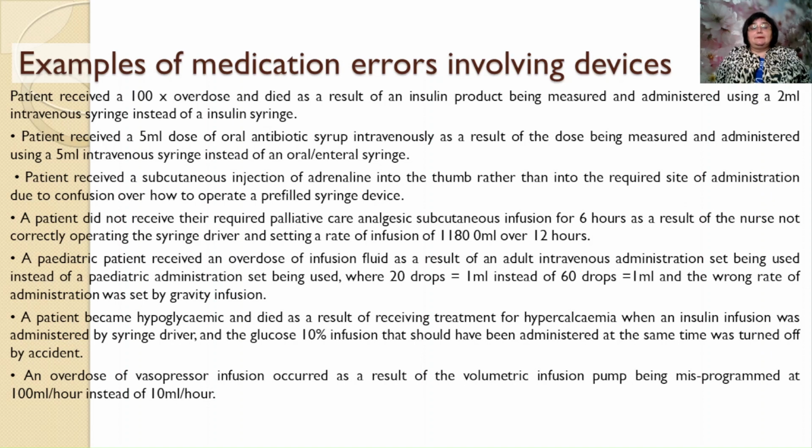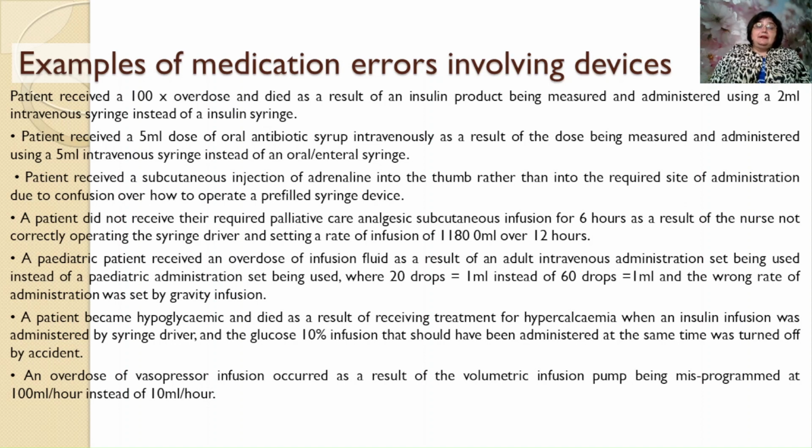A patient received a subcutaneous injection of adrenaline into the thumb rather than into the required site of administration due to confusion over how to operate a prefilled syringe device. A patient did not receive the required palliative care analgesic subcutaneous infusion for 6 hours as a result of a nurse not correctly operating the syringe driver and setting a rate of infusion of 1180 ml over 20 hours.